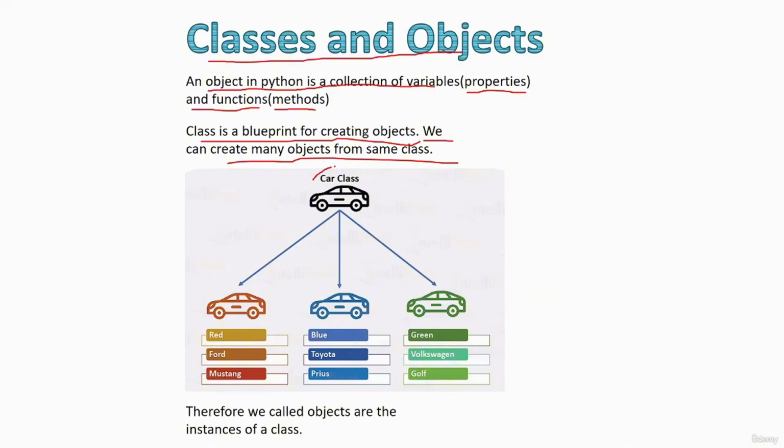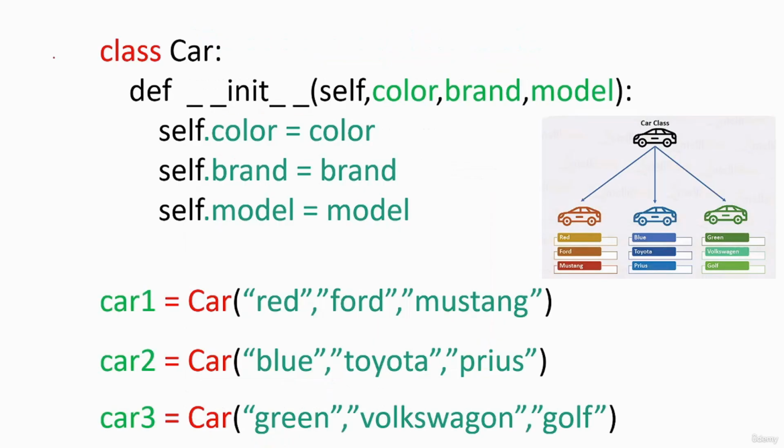There is a class called car. These are 3 different objects created from that class. Therefore, we call objects the instances of a class. This is the syntax for creating a class. We use the keyword class. Then we specify the name of the class. Then we put a colon. As usual, we put a space of 1 tab.